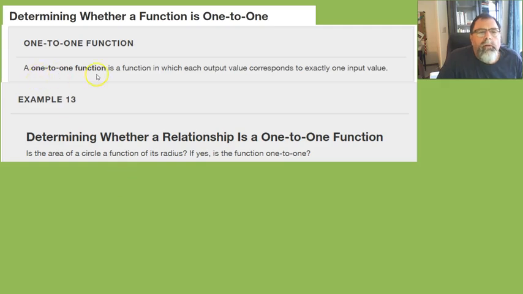A one-to-one function is a function in which each output value corresponds to exactly one input value. So to be a one-to-one function, it has to be a function to begin with. So every x gets one y. Remember my shortcut definition. And then to be one-to-one, you have to do it the other way around. Every y would get one x.